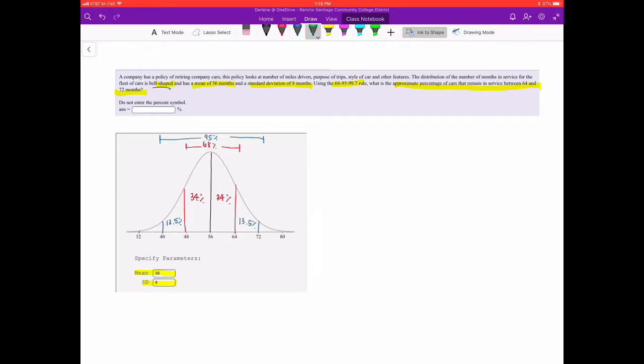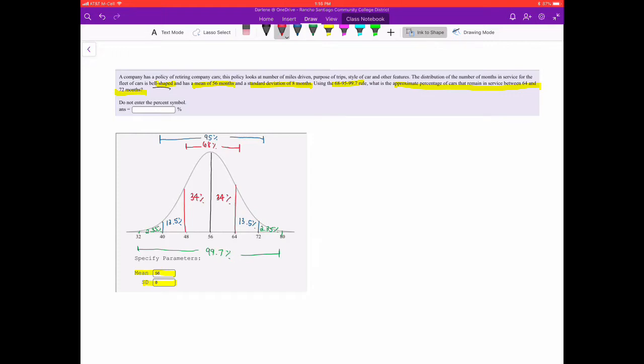And lastly, the 99.7, and I know what that sounds like. It sounds like your entire number of cars. So those 99.7% of the cars that remain in service are between 32 and 80 months, and in between 32 and 40 months would be 2.35%.